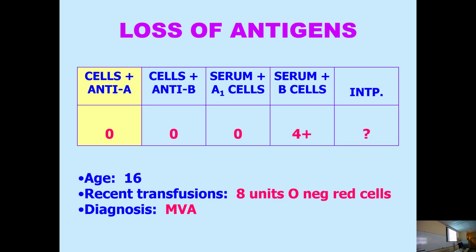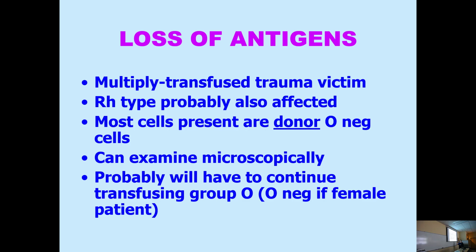Massive transfusion. He's got so many new cells in his body, his old cells are hiding out somewhere. So multiple transfused trauma victim, RH type was probably also going to be affected in this situation if they were an RH positive. Now most of the cells are probably going to be RH negative for a while. Most cells present are going to be our donor O-negative cells.